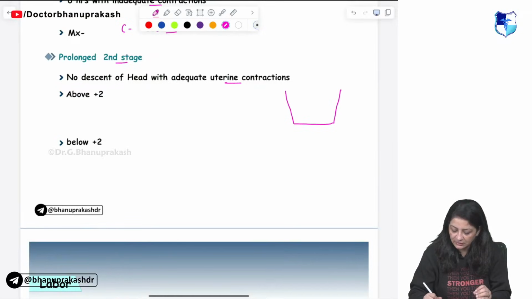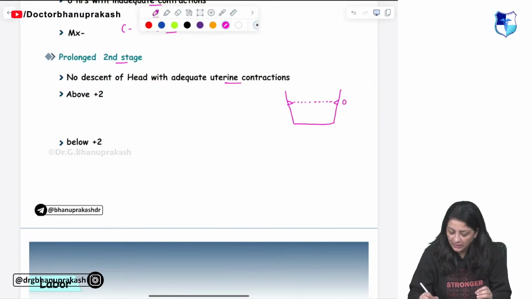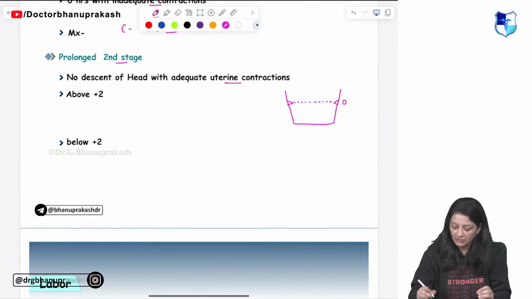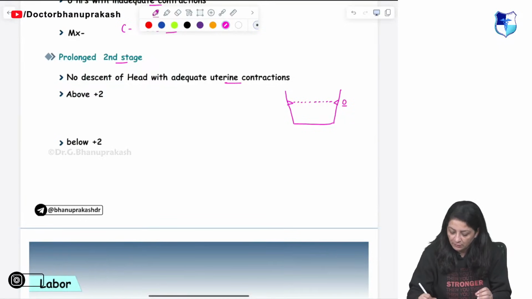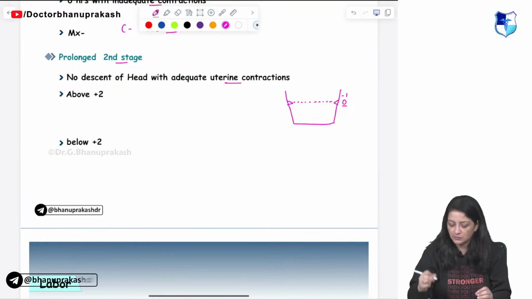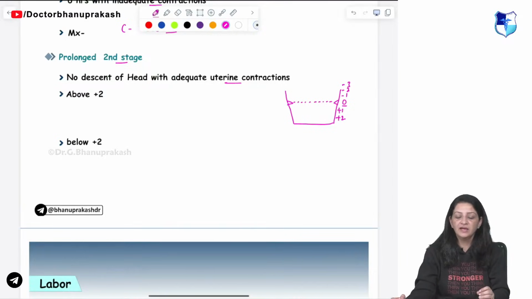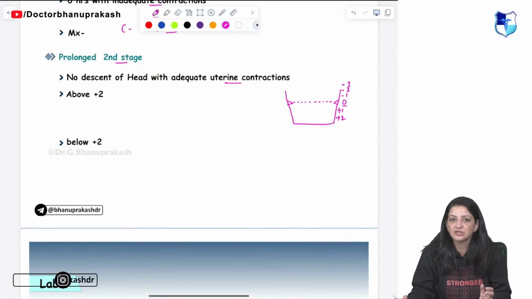Fetal head status. These are the ischial spines. It means the head is at around 0 station. Internal rotation of the fetal head takes place at around between the ischial spines. This is station 0. Above the ischial spine are -1, -2, -3. Below the ischial spine are +1, +2. We can check the head station of the fetus by per-vaginal examination.